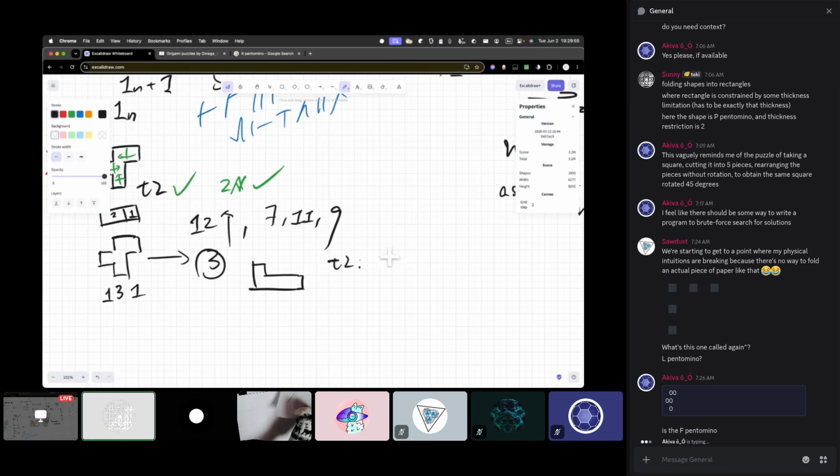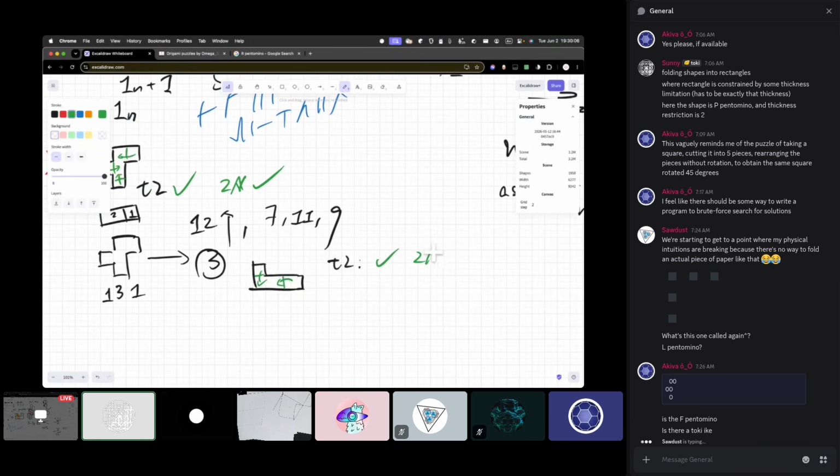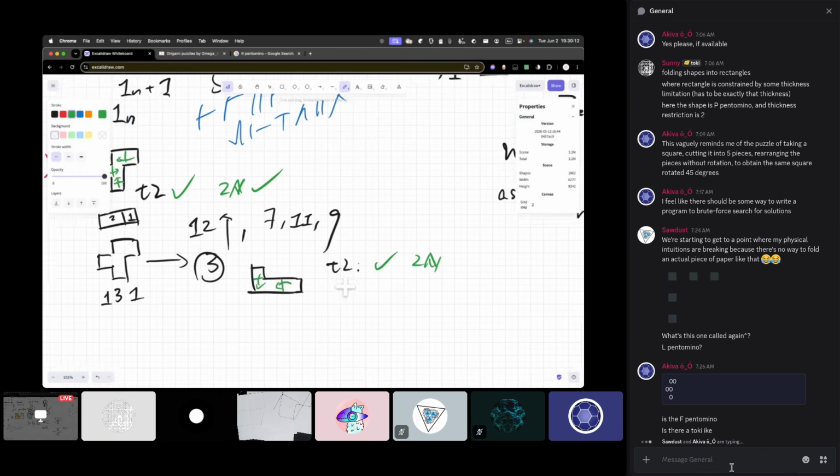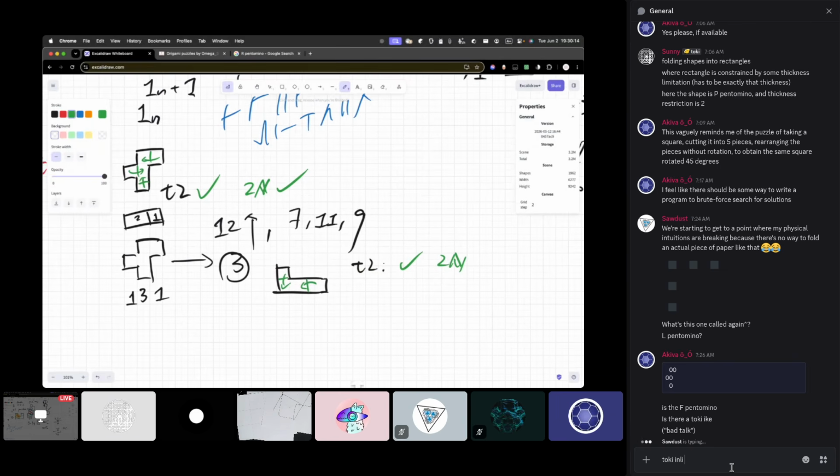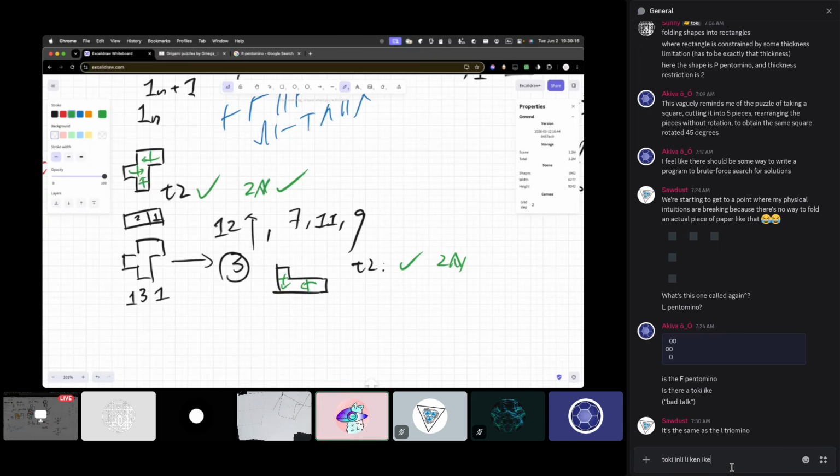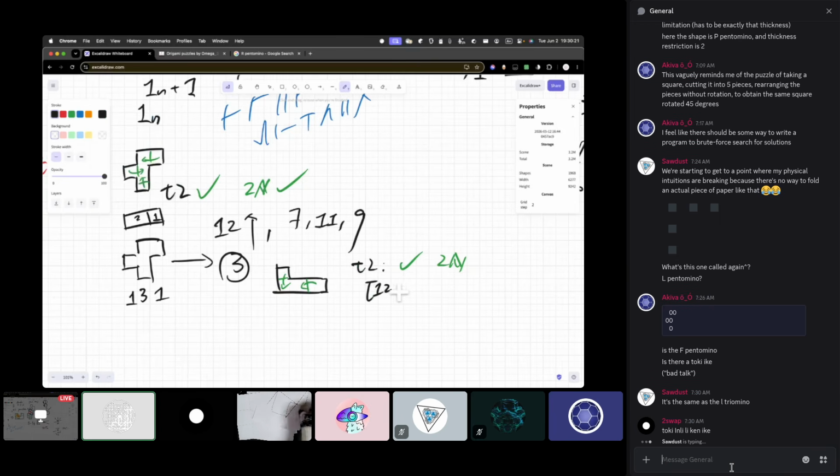Thickness 2 is obvious because you just fold this down, and then this right. So that's thickness 2 done, and by extension, all even numbers. What else? We can get all things 12 and up because you can get into a 4-1.